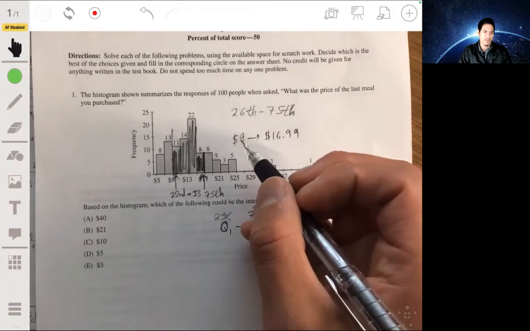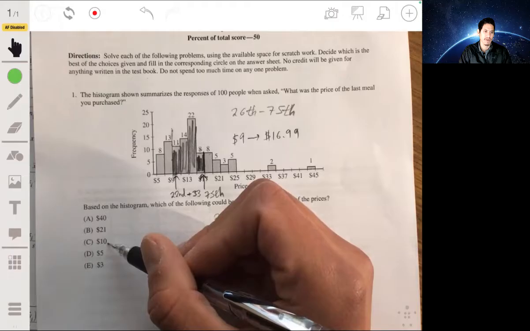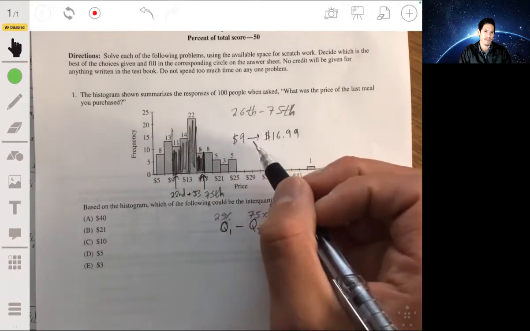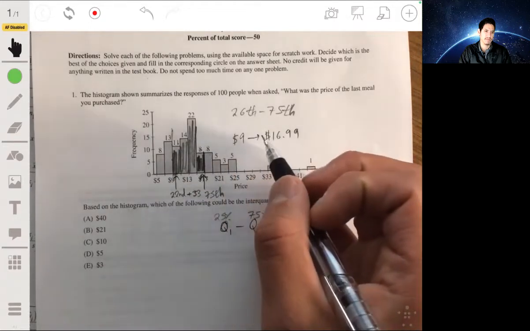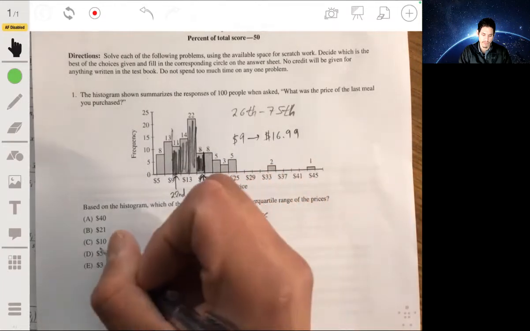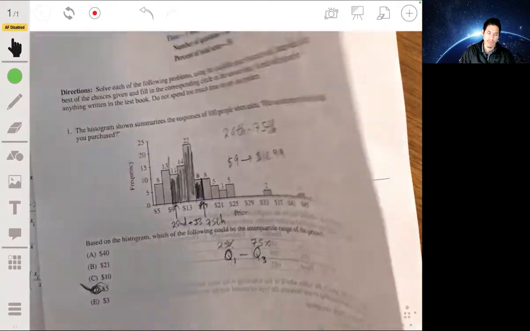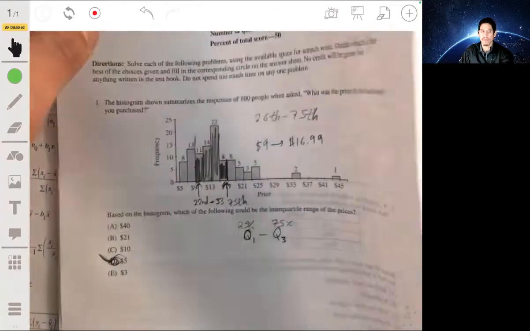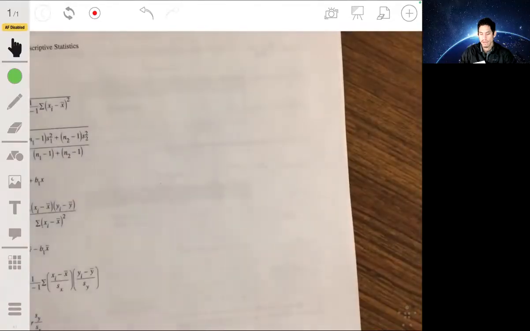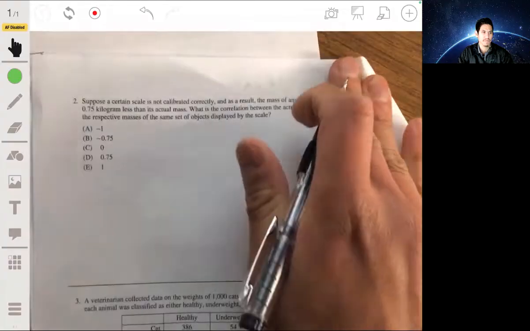So what would be possible is, it can't be 10, it has to be no more than 7, but it has to at least be like 6 or 5. So the closest one will be D. That's the only answer that will be reasonable. But again, we don't know for sure if that's the exact value. That's the only one that we can say is possible. So make sure you understand that. $5 is the only possible interquartile range.